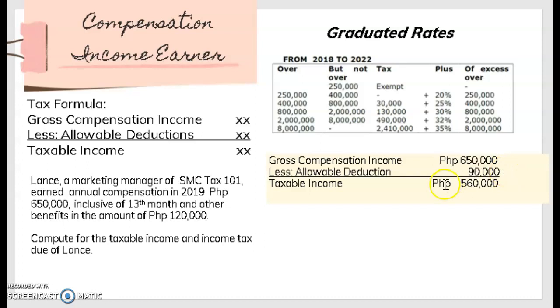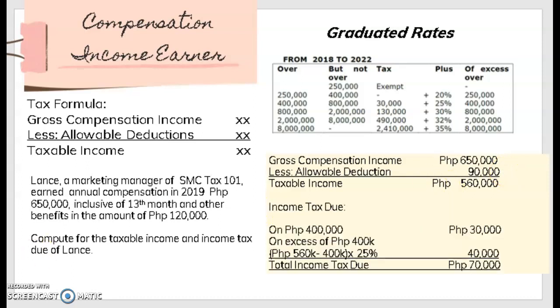So his taxable income is 560,000. For the computation of his income tax due, we have here on the first 400,000, that is 30,000. On the excess of 400,000, so 560,000 less 400,000, 160,000 multiplied by 25%, so that's 40,000. So his total income tax due for the year is 70,000 pesos.